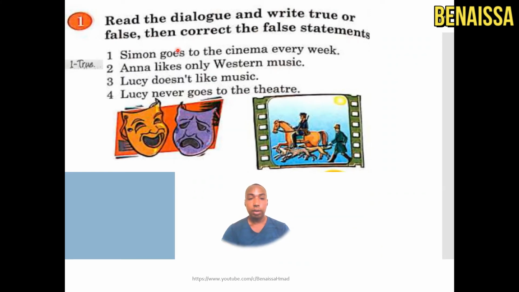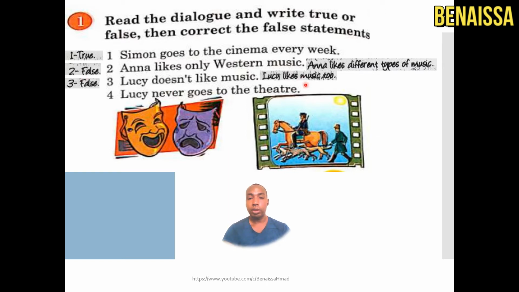Let's correct. Simon goes to the cinema every week. It's correct. Anna likes only Western music. It is false. So Anna doesn't like only Western music, or Anna likes different types of music. Lucy doesn't like music. It is false. So Lucy likes music too. Lucy never goes to the theater. False. Lucy rarely goes to the theater. نحاول أننا نقارن الإجابة في السؤال مع الإجابة المفترضة.